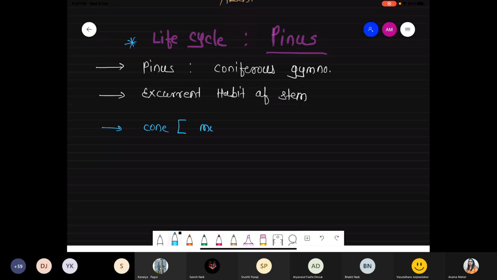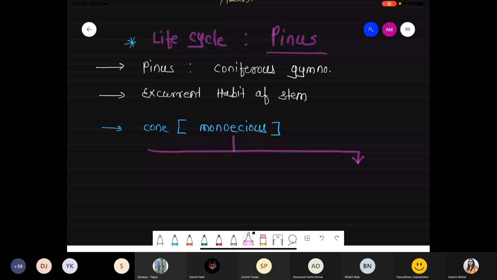Cone basically they are monoecious. Monoecious means what? What is the meaning of monoecious? Both cones, male and female cone, are present on the same plant. In case of the monoecious, Pinus is an example of a monoecious plant, right? And here we are talking about the presence of the cone. Cones are monoecious, meaning both male cone and female cone are present on the same plant. So in case of the cone category, first of all we are talking about male cone, and you know very well male cone is also called microsporophyll.